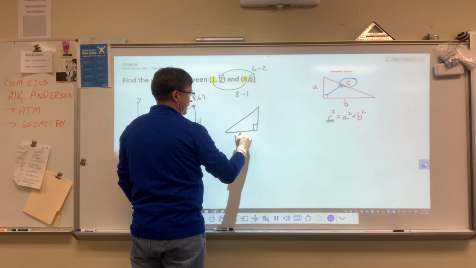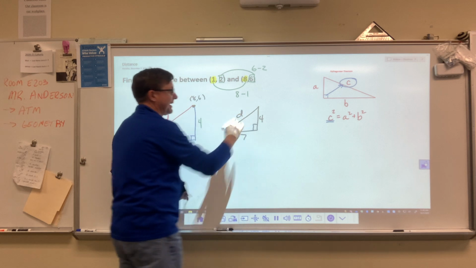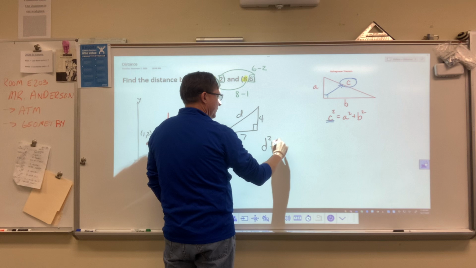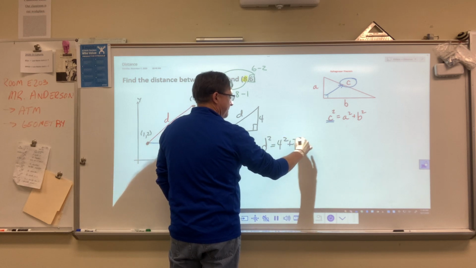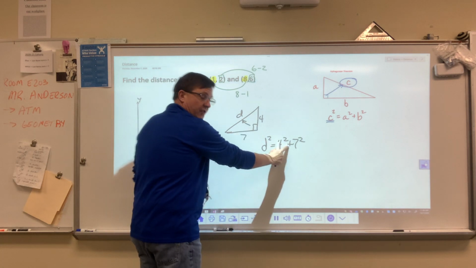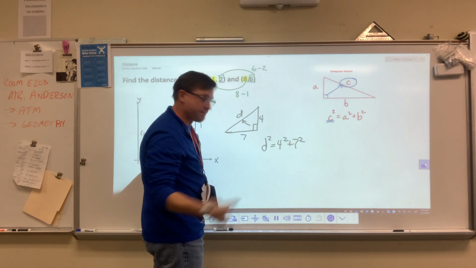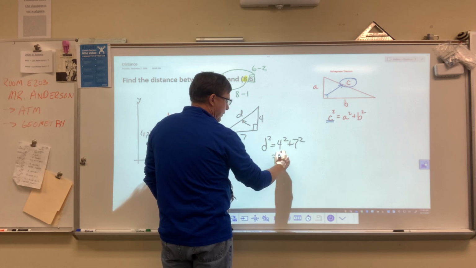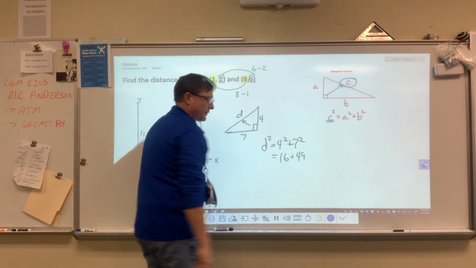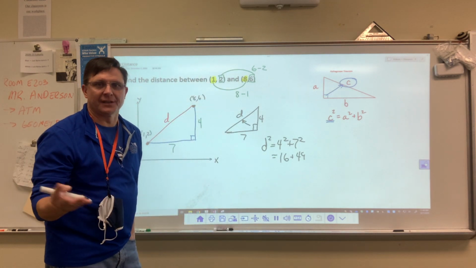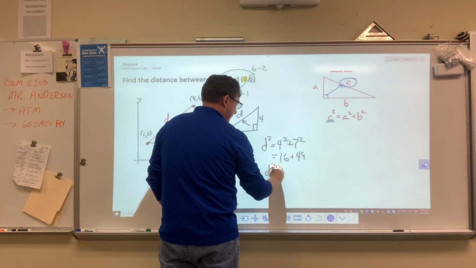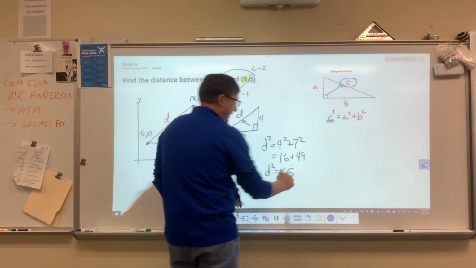I have a leg of 7, a leg of 4, and I want the hypotenuse D to be below the length. So when we set it up, D squared equals, using Pythagorean Theorem, right? The hypotenuse is alone, and it equals the sum, the addition of the other two legs squared. Gotta do some math, not 8, right? Not 14. 16 plus 49 is 65. So D squared is equal to 65.